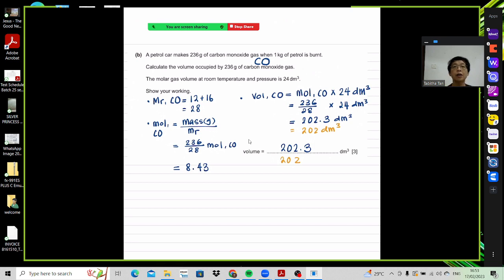Let's revise the information. First, the conversion of mass in gram to mole. What is it? Yes, mass divided by the relative molecular mass, Ar or Mr. Number 2, 1 mole of any gas occupies 24 dm³ of volume, or 24,000 cm³. If you're still not clear, you may rewind and watch the video again, and I can assure you, in no time you will be the master in this area.